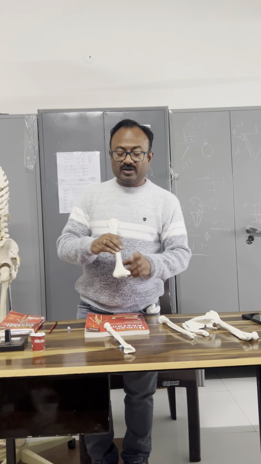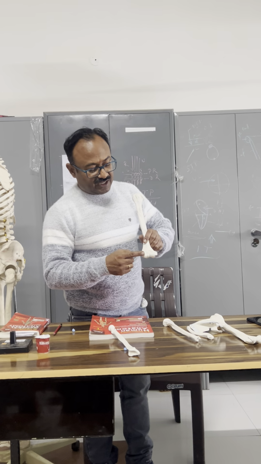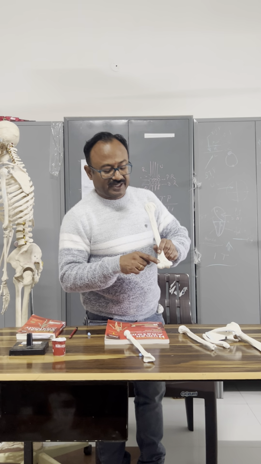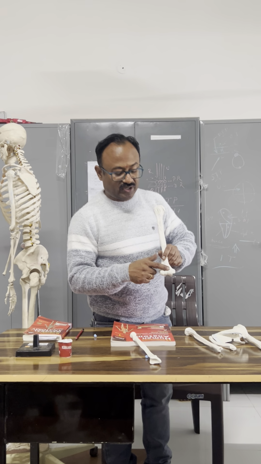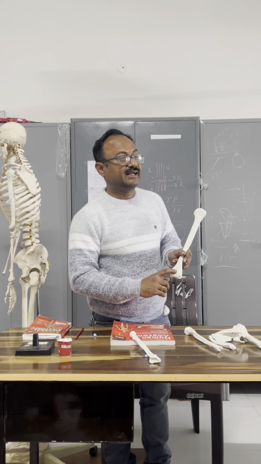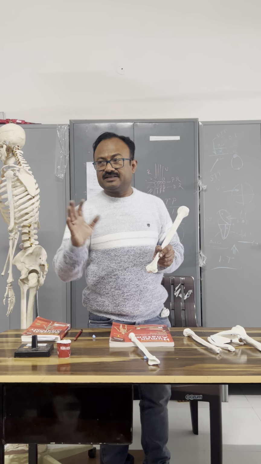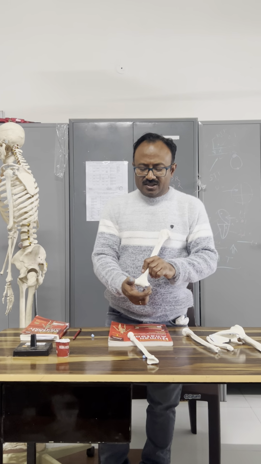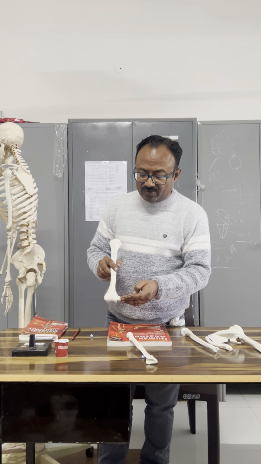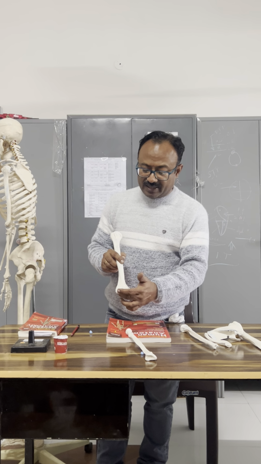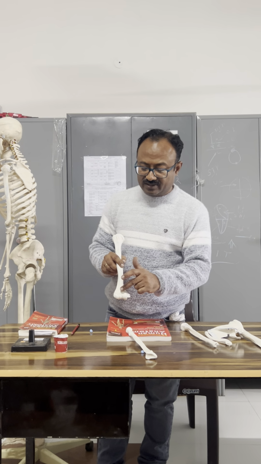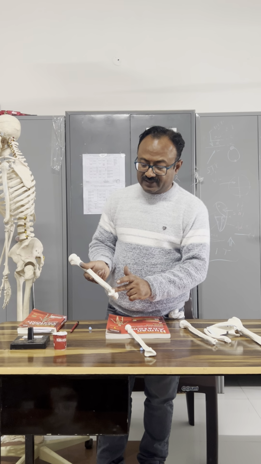So at the lower end you will find the three fossas: just above the capitulum, radial fossa; above the trochlea, coronoid fossa; behind, olecranon fossa. Three fossas are there. Done. Bony projections: medial epicondyle, lateral epicondyle, capitulum, trochlea, radial fossa, coronoid fossa, olecranon fossa.